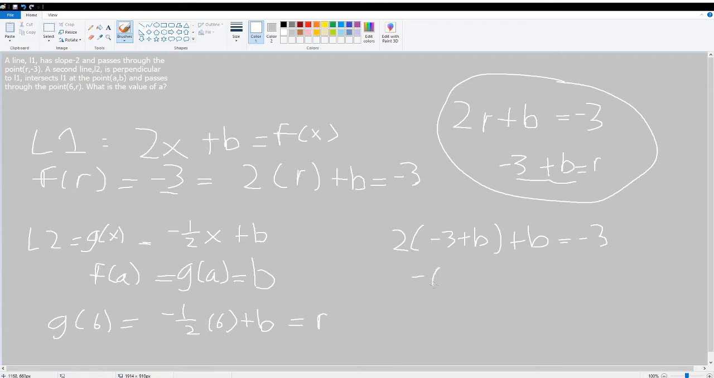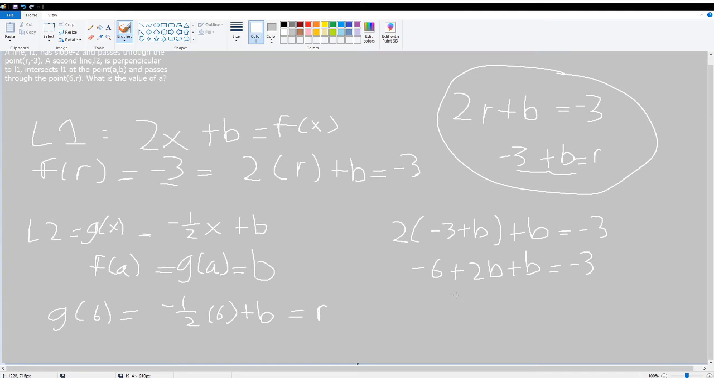Let's distribute. We have -6 plus 2b plus b is equal to -3. And then I have 3b minus 6 is equal to -3. I add 6. I get 3b is equal to +3. And therefore, b is equal to 1 if I divide both sides by 3.